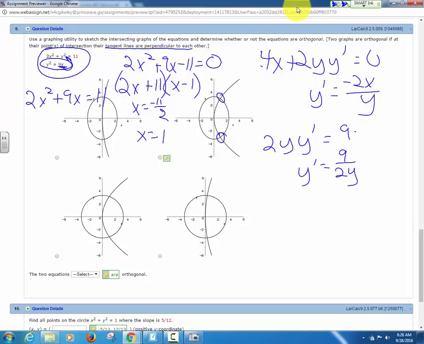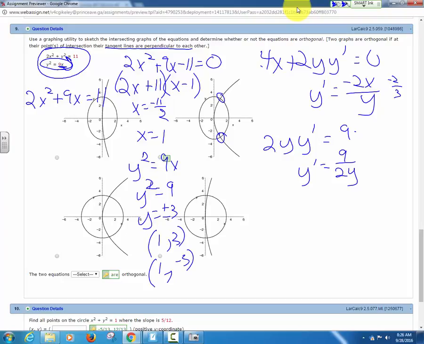When x is 1, what does that mean? When we plug 1 in there, we get y squared equals 9x, so y squared equals 9. So y equals plus or minus 3. I've got 2 points of intersection: (1, 3) and (1, negative 3). You buy that? If I put (1, 3) in here, I get negative 2 over 3. And if I put (1, 3) in down here, I get 9 over 6, which is 3 halves. Are those orthogonal? Yes, they are.